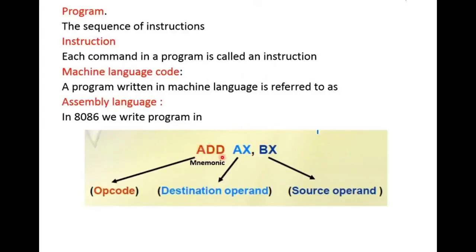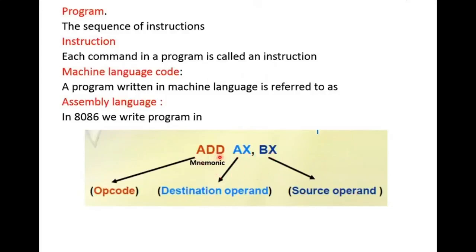Now ADD is nothing but the opcode. We are going to perform a certain operation, which is the addition operation, and that is indicated by this opcode. Opcode means operation code, or we can say it is a mnemonic. And AX, the first register or first location, is the destination operand, and the next operand will be the source operand. Remember, the first operand is the destination and the next operand is the source operand.